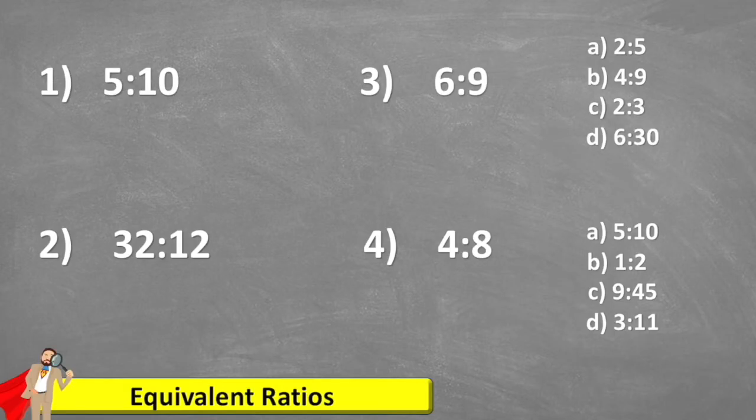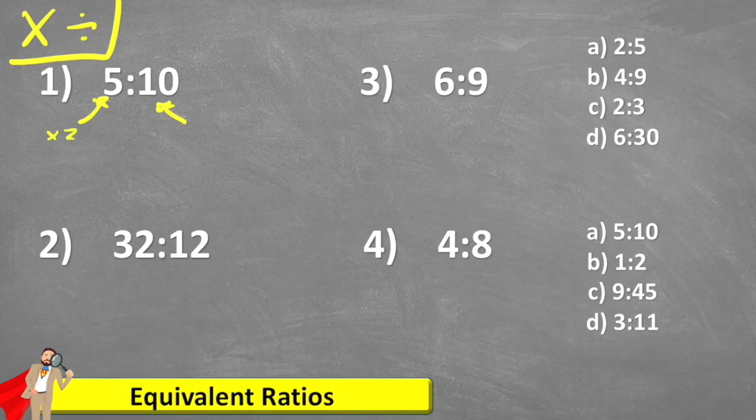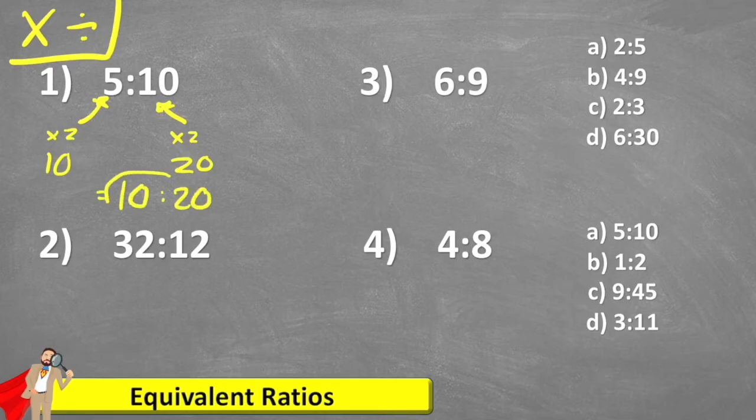So how do we go about finding equivalent ratios? Well, very similar to fractions, we are going to use multiplication and division. And we're going to follow the principle that whatever we do to one number, we have to do the same to the other. So for example, I could multiply my 5 by 2, but then I would have to multiply the 10 by 2 as well. So let's do that. 5 times 2 is 10, and 10 times 2 is 20. So therefore, 10 to 20 would also be an equivalent ratio.